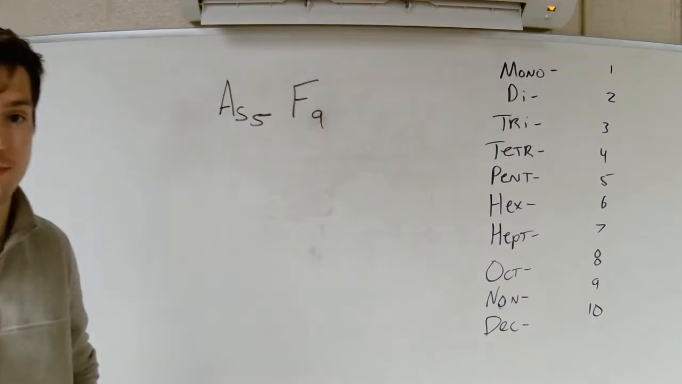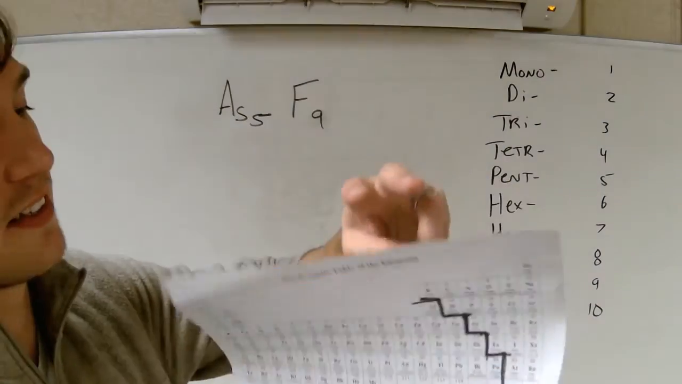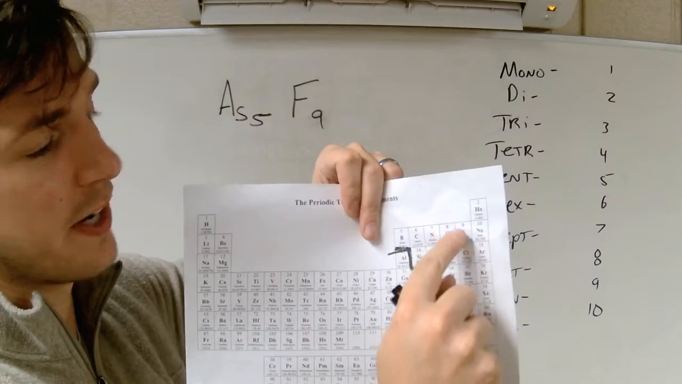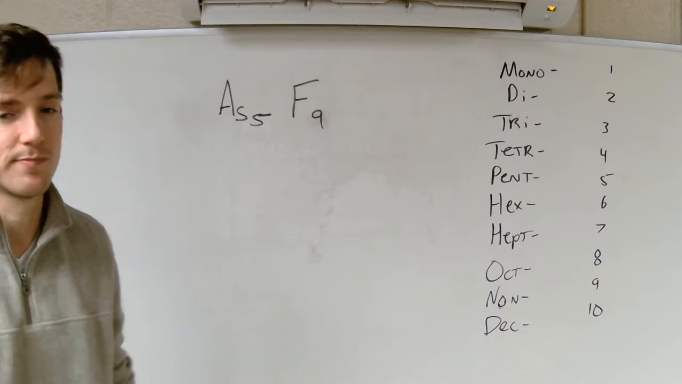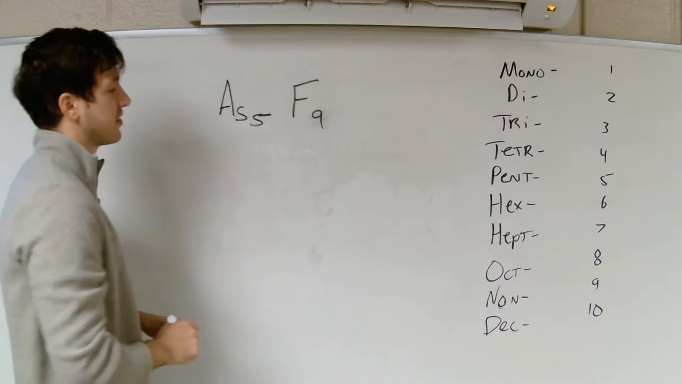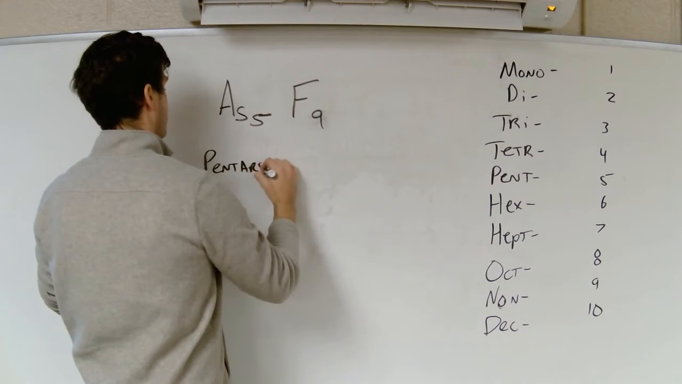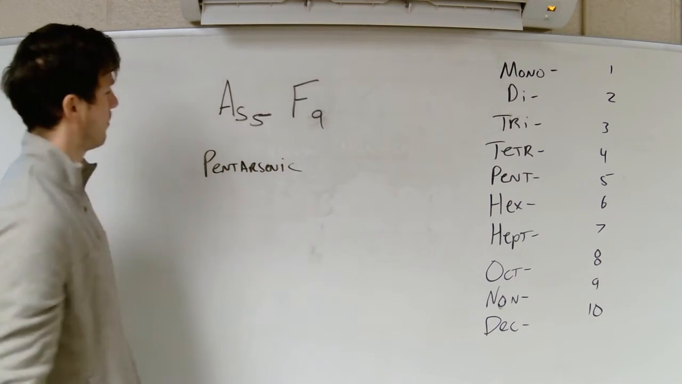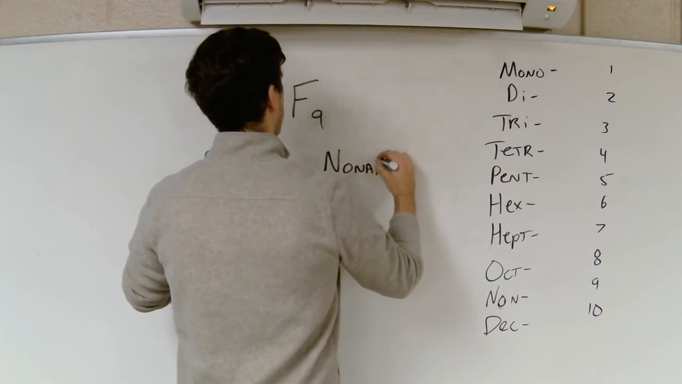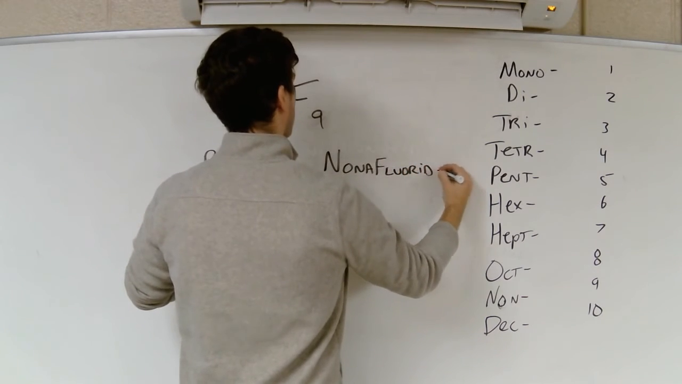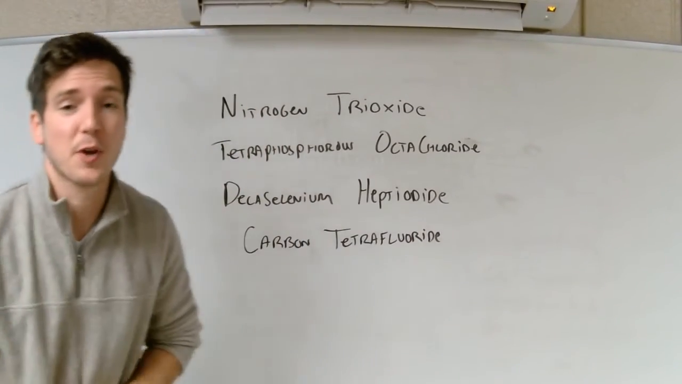Okay, first thing I gotta do, ionic or covalent. I look at my periodic table, I see arsenic on the right side, I see fluorine on the right side. That's a nonmetal bond. That has got to be covalent. Prefix time. I have 5 arsenics, so that'll be pentarsenic. 9 fluorides is nonafluoride. Okay, pentarsenic nonafluoride.